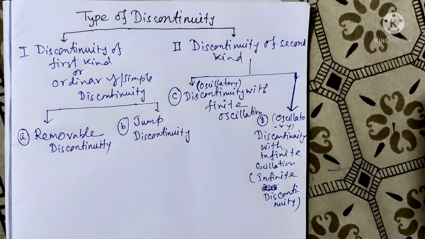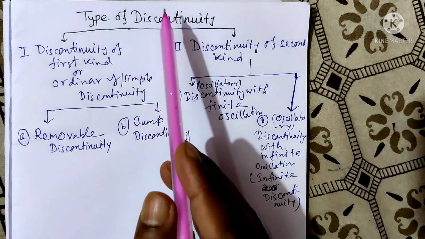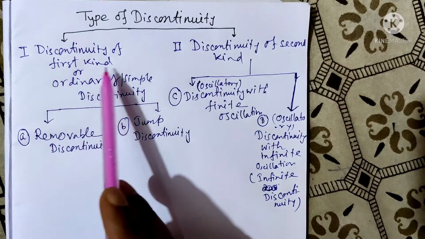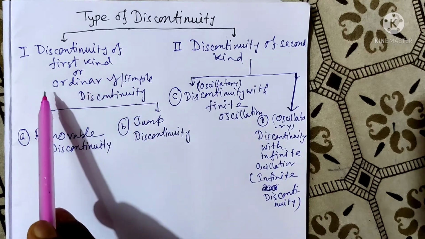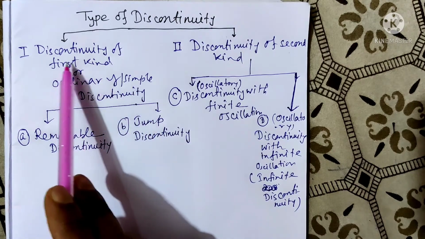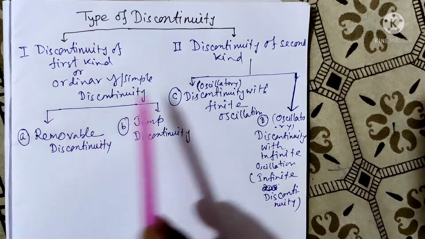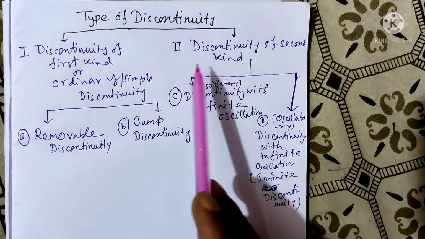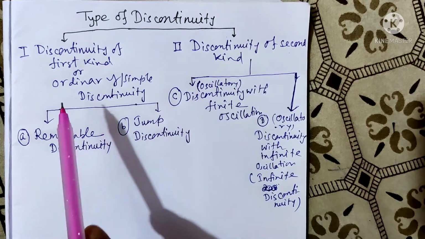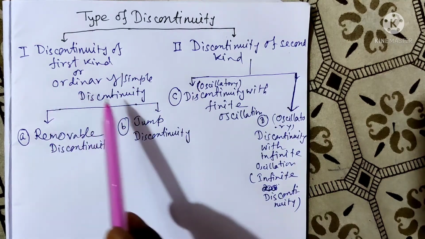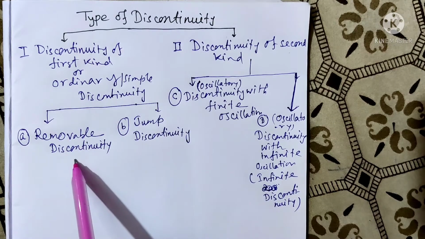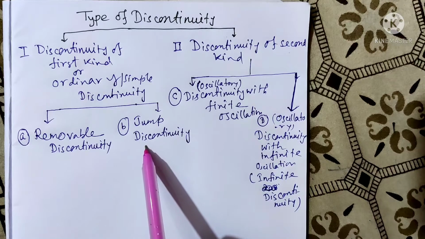In this lecture, we learn about types of discontinuity. First of all, discontinuity of the first kind, or ordinary discontinuity, or simple discontinuity. So discontinuity of the first kind is called ordinary discontinuity or simple discontinuity. And second type, discontinuity of the second kind. Discontinuity of the first kind, or simple discontinuity, has two types: removable discontinuity and jump discontinuity.